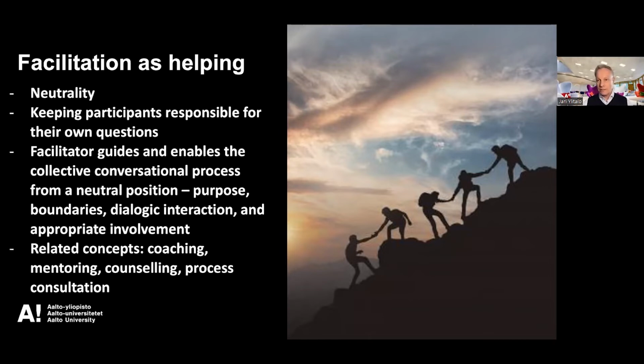And of course, there are related concepts like coaching, mentoring, counseling, process consultation, workplace mediation, and so forth. But what's the common denominator to all this is this helping position, helping stance, that all these are helping roles, helping processes for development, for improvements, and for better conversations. And that's the point concerning facilitation as helping.